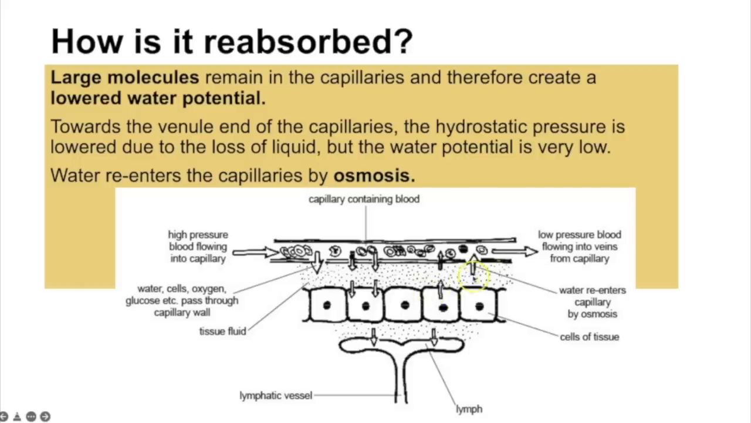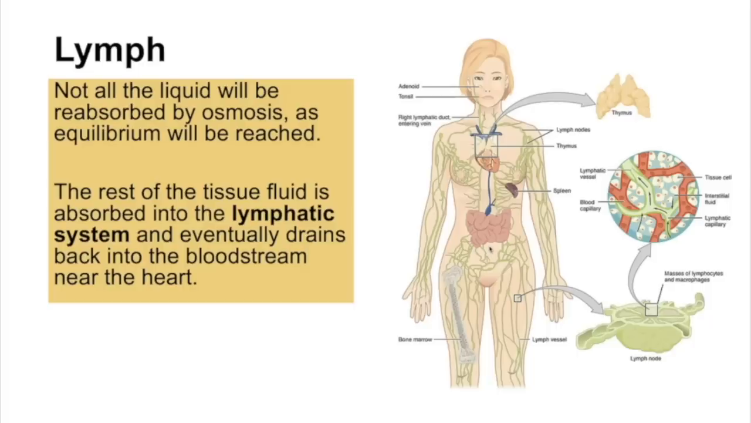And as a result, that liquid is going to, or the water is going to re-enter by osmosis, and it will carry with it waste that is dissolved in that tissue fluid that was released from these cells. So things like carbon dioxide and urea. So that gets absorbed into the capillaries by osmosis, and then it'll be transported around the body to be removed as waste.